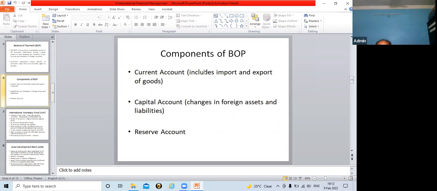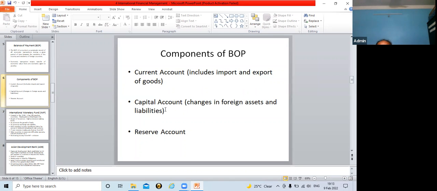Now, the second slide speaks about components of BOP. What are the components of balance of payment? So basically, there are three components of balance of payment. The first component is current account. Now, what is current account? Current account includes import and export of goods as well as services. Here I have not written services, but you can add. It includes import and export of goods as well as services.